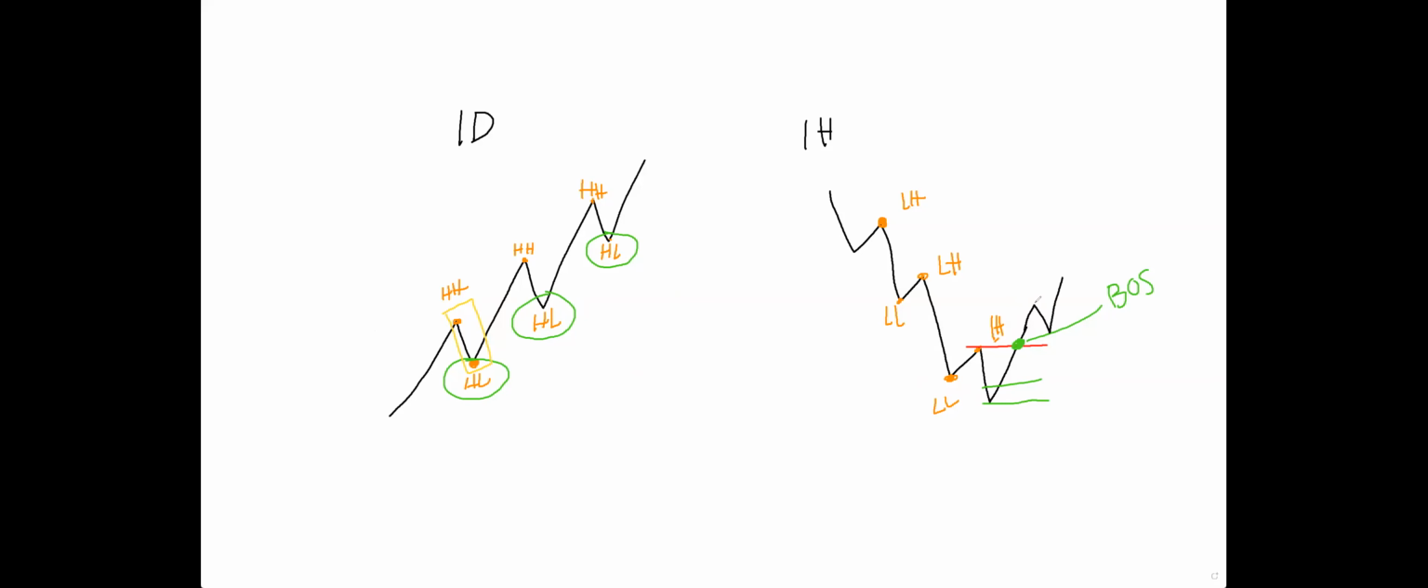So now that we're starting an uptrend on the 1 hour, what do you think is going to happen to the daily time frame? If the daily time frame is in a pullback into a higher low, and then we start an uptrend on the 1 hour time frame, we are going to do the same exact thing, right? That means the daily time frame is going to start uptrending.